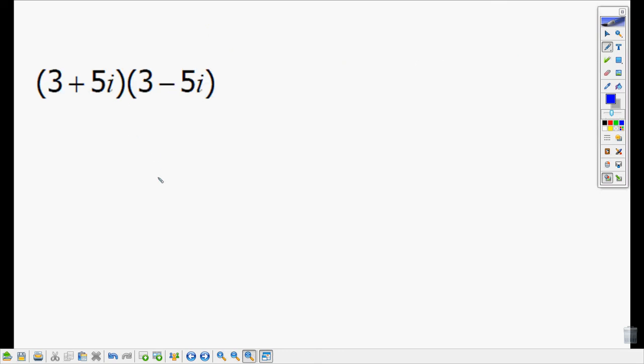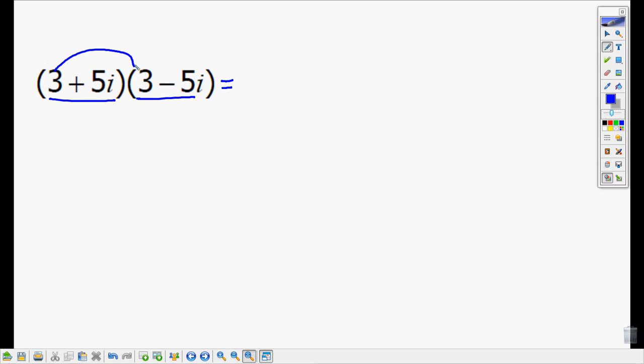Next problem, again, this is just distributive property, a binomial times a binomial. Something that I do want you to notice is that these are conjugate pairs. I have a positive 3, 5i, and a 3, 5i, but my center sign is opposite, which makes them conjugate pairs. So I'm going to do my distributive property. So when we do this, we expect something very special to happen.